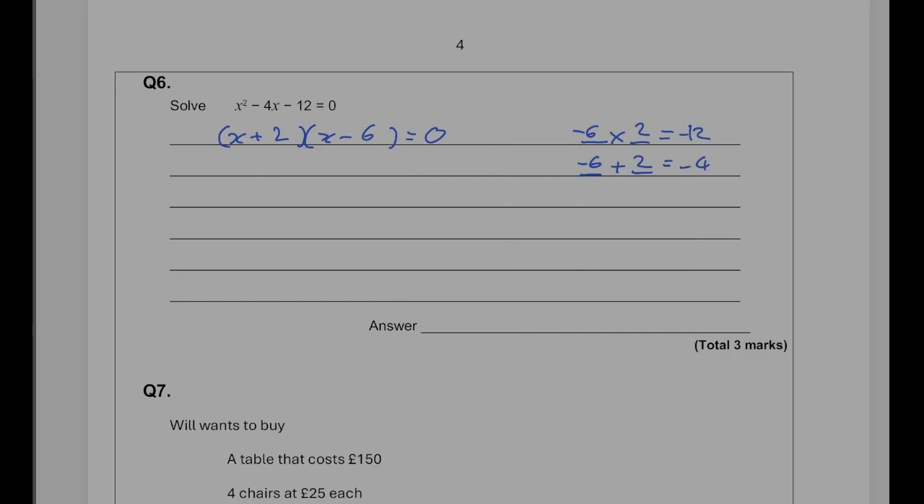So for two things to multiply together to make 0, it means that one of them must be equal to 0. So either this is equal to 0, in which case x would be minus 2, or this is 0, in which case x would need to be 6. So those are my two answers. Either x is equal to minus 2 or x is equal to 6.